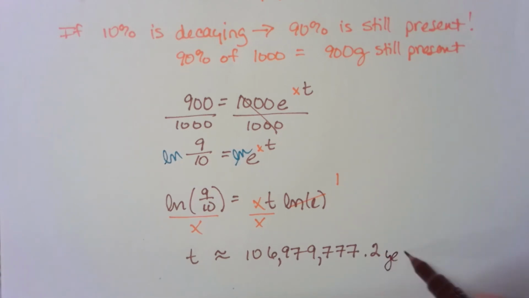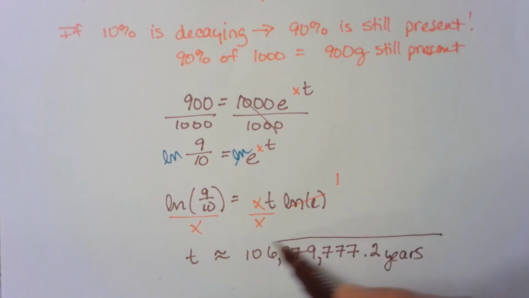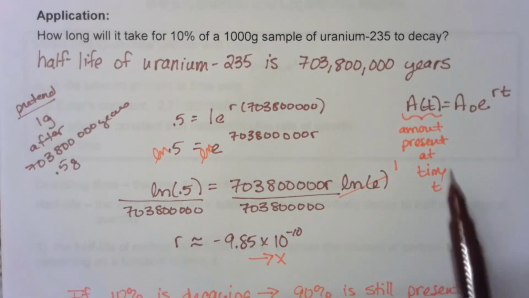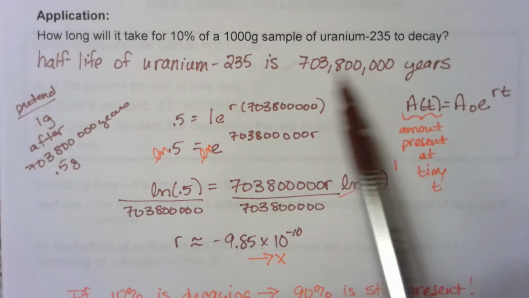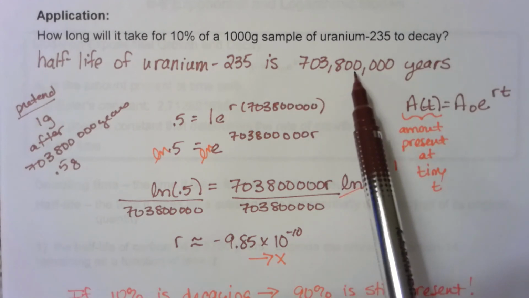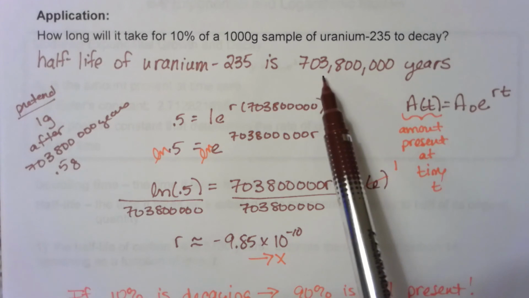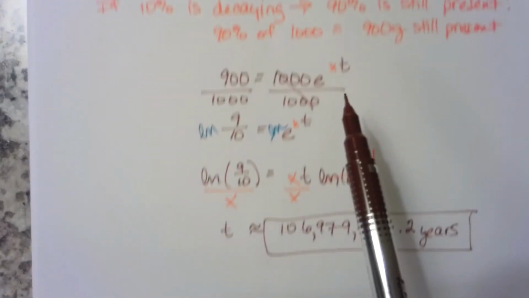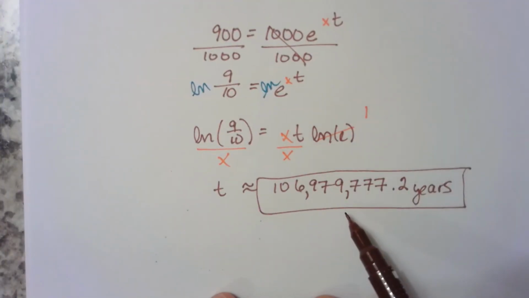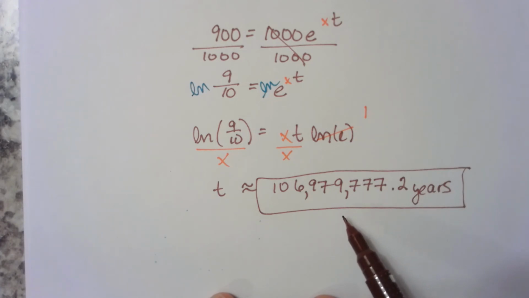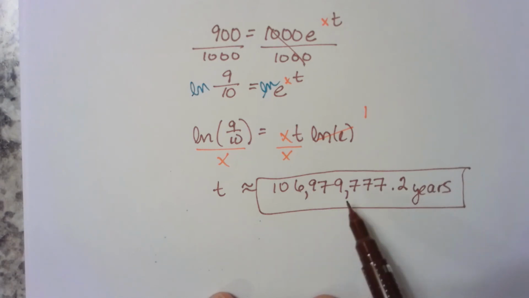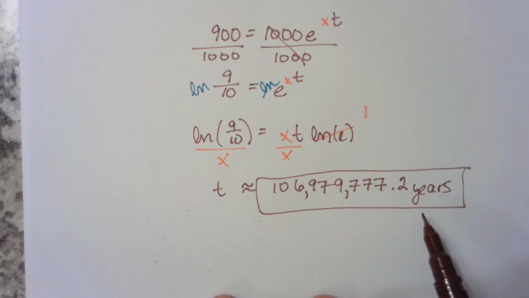Years. Let's go back and look at the original problem. Actually, this little thing that I wrote under the original problem: it takes this long for half of it to decay. That's a long time, right? Really close to 1 billion years for half of it to decay. So for 90% of it to still be there, or for 10% to decay, it makes sense that it takes 107 million years, right?